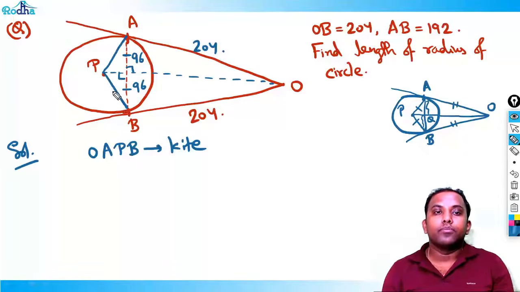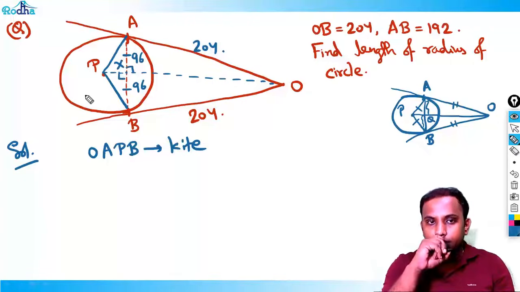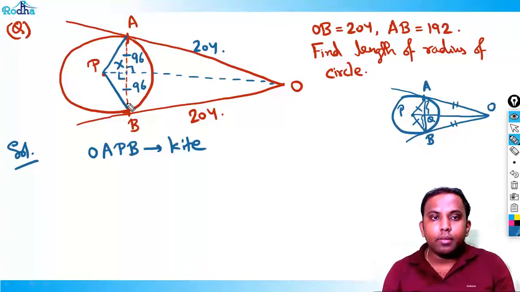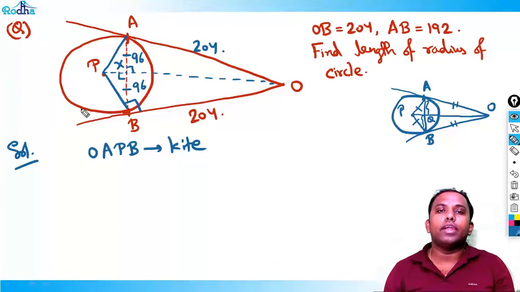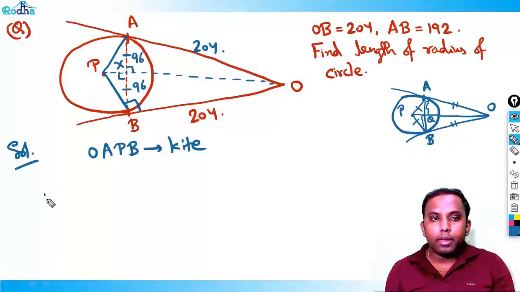Correct? Now we need to find the length of AP or BP. Let this point of contact be X. This is also 90 degrees because a radius and tangent always make an angle of 90 degrees. So how to find the length of BP? There could be many ways of finding it, but I'll use the concept of similarity because we studied it.